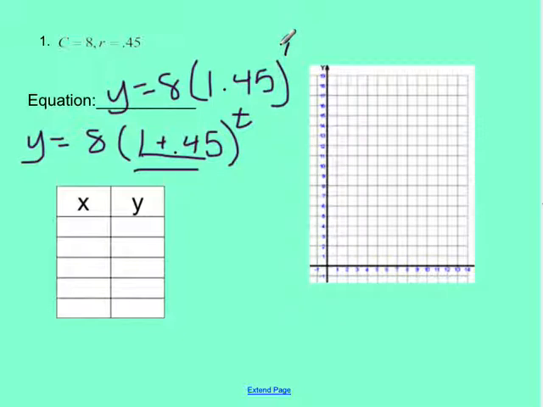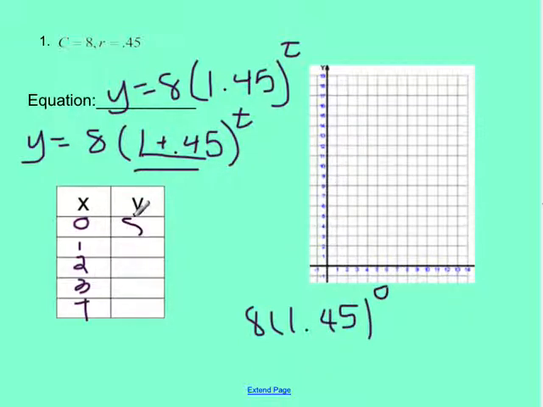So now it's going to be just like we did on the previous note sheet. I'm going to have 0, 1, 2, 3, and 4. And I'm going to go ahead and plug in each of those values for t. So I'm going to have 8 times 1.45 raised to the 0 power. Well, when I raise it to the 0 power, that's going to be 1. 1 times 8 is just 8. Then I'm going to plug in 1. 8 times 1.45. Well, that's going to be 11.6.